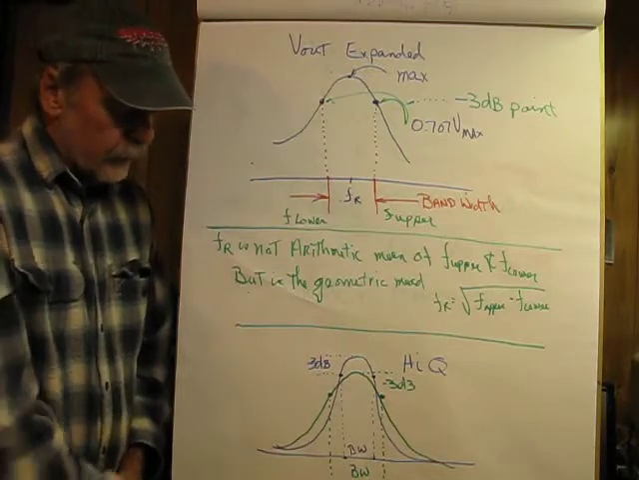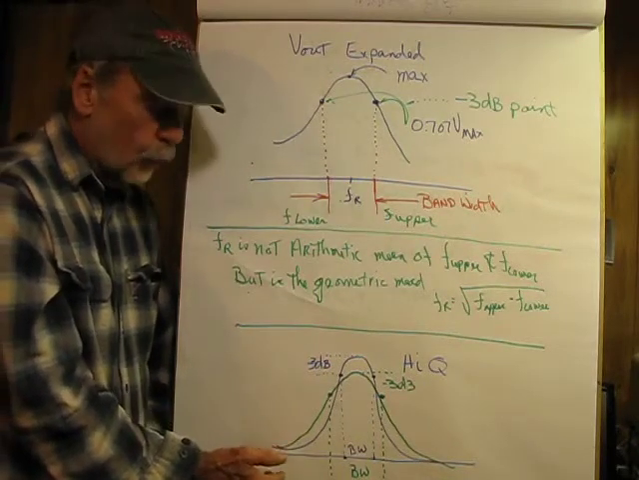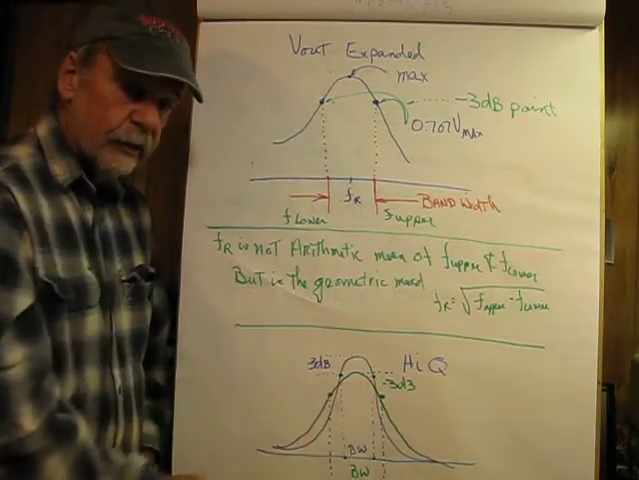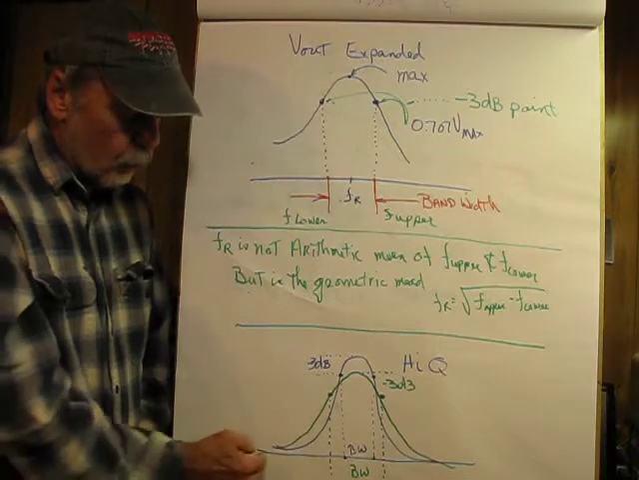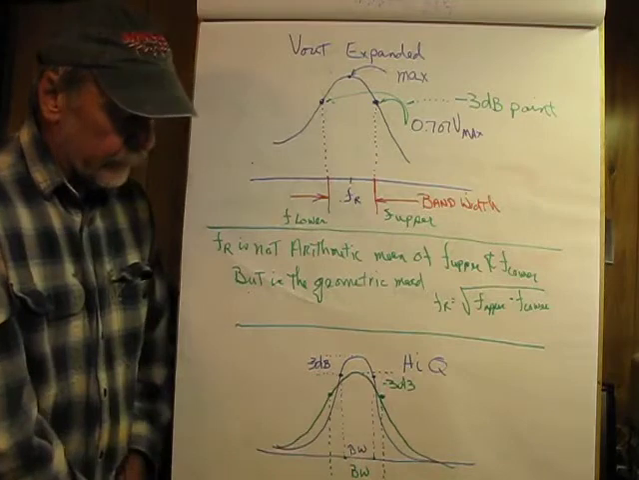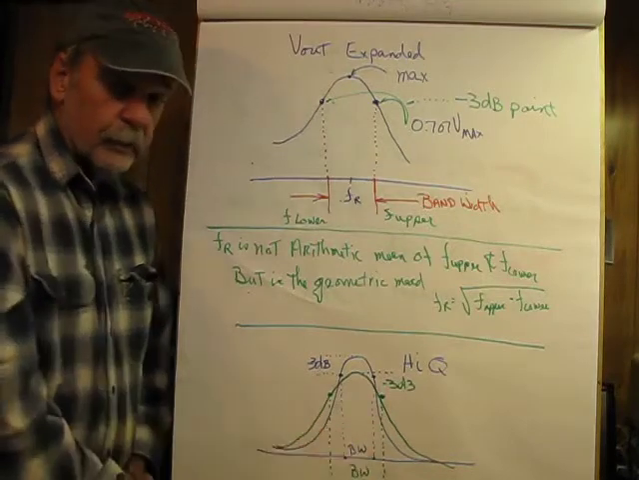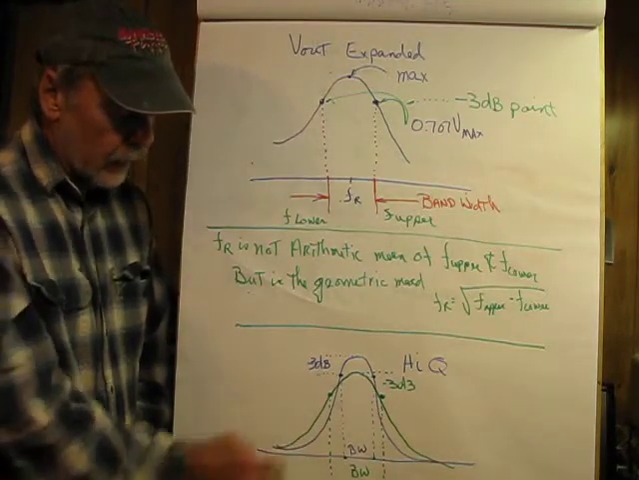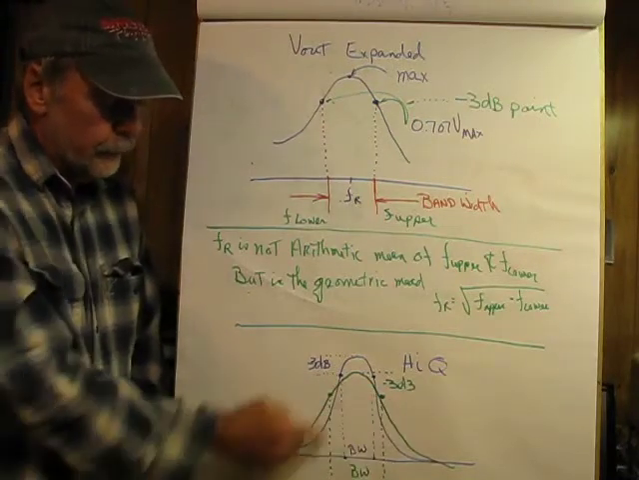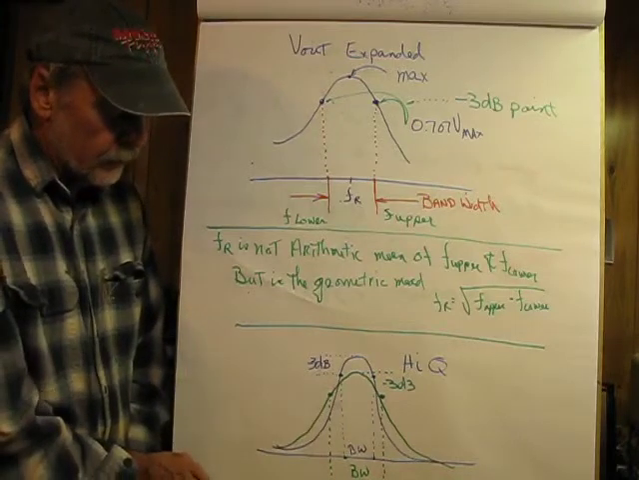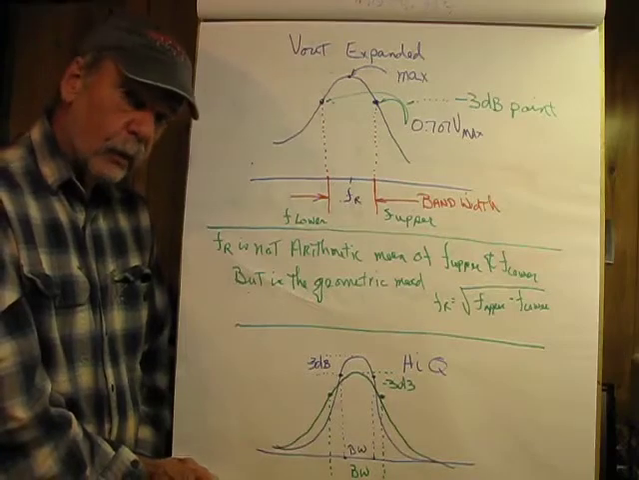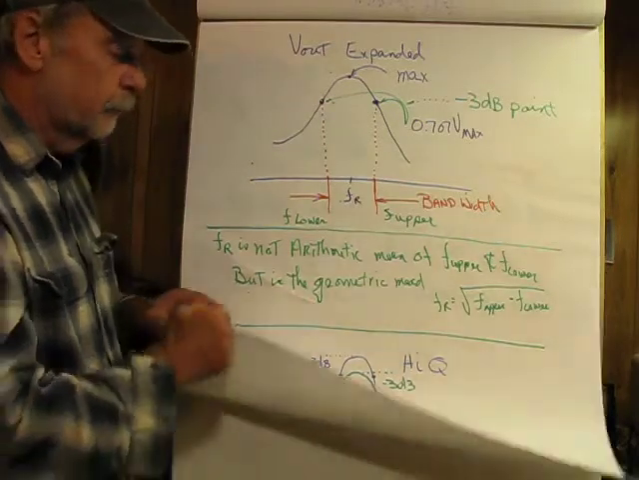But what I would get is good selectivity, which means that I could more easily discriminate between the station I want and adjacent stations. And likewise, if I had a low Q circuit, it would open up my bandwidth a bit, which might be good, but it would also allow interferers, adjacent interfering stations, to get into the main station I want to listen to. So not too high, not too low, just right is kind of important.